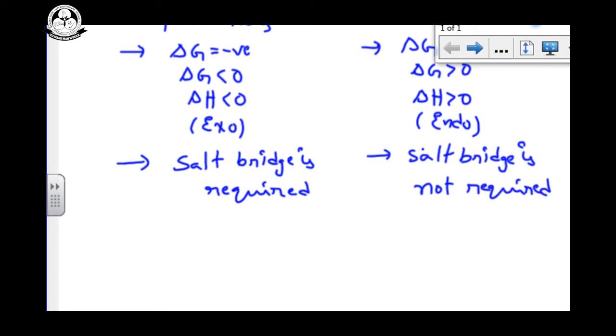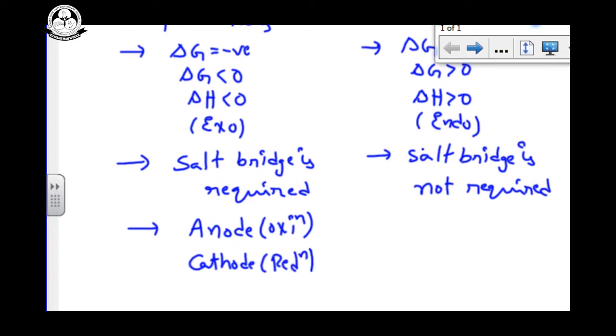And one of the most important differences between galvanic cell and this one: here, anode is oxidation and cathode is reduction. Anode is oxidation and cathode is reduction. Already I told you the entire chapter is common for anywhere. But here anode is negative, cathode is positive.